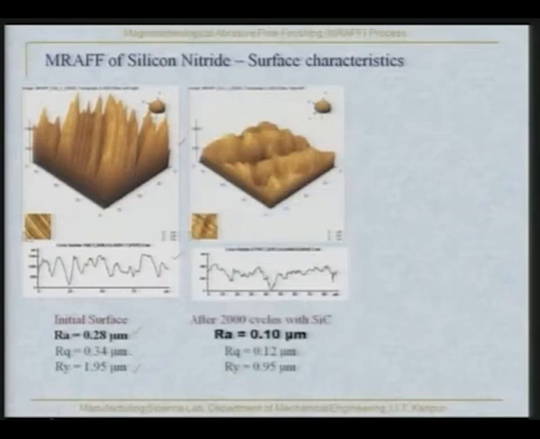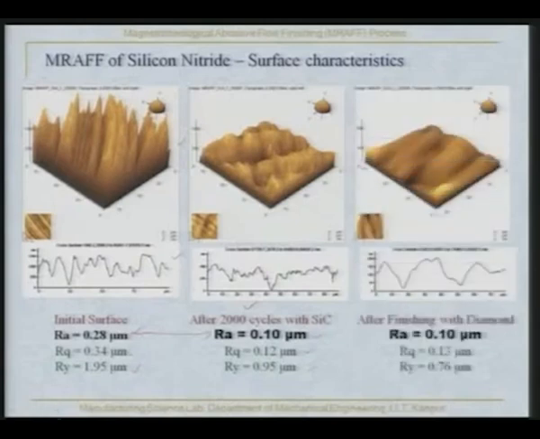Then after finishing it for 2000 cycles with silicon carbide as the abrasive particles, not the cerium oxide, silicon carbide as the abrasive particles, which is hard, the surface roughness value came down to 0.1 micron. So, there was a 2.8 times reduction in the surface roughness value, and Rq also came down to 0.12 micrometer, and Ry also came down to 0.95 micrometer. That means all three characterizations of the surface finish are improved, and you can see the difference.